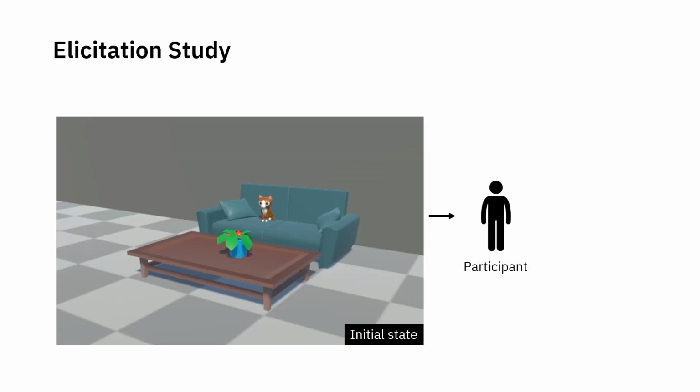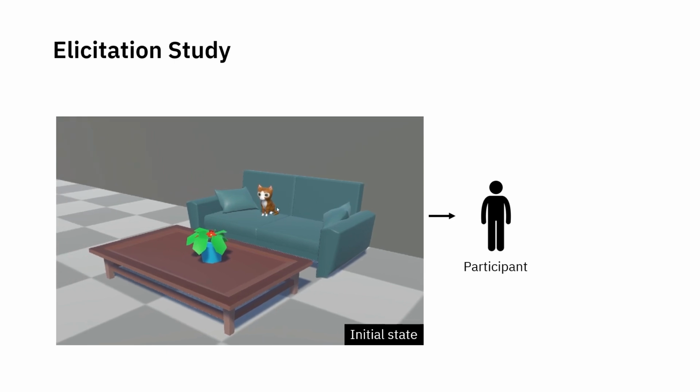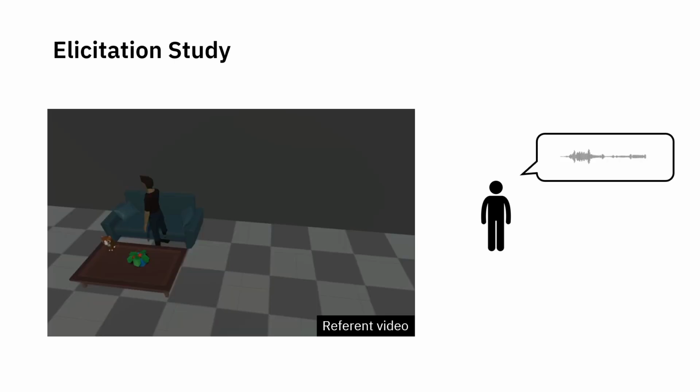We conducted an elicitation study where participants were placed into a virtual environment with certain initial state. We then show them reference videos depicting desired changes to the initial state, like this cat jumping away. We collected spoken prompts that participants would like to use to trigger these changes. For example, when somebody approaches the sofa, make the cat jump onto the coffee table.